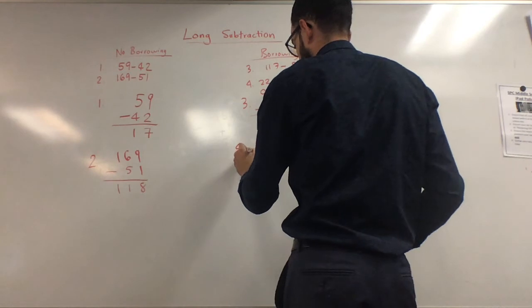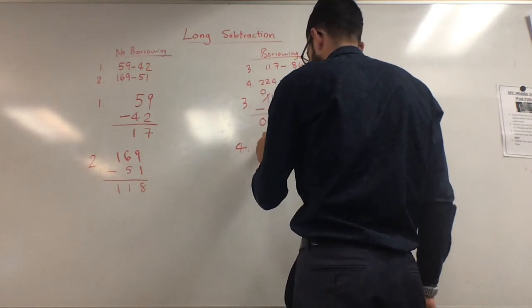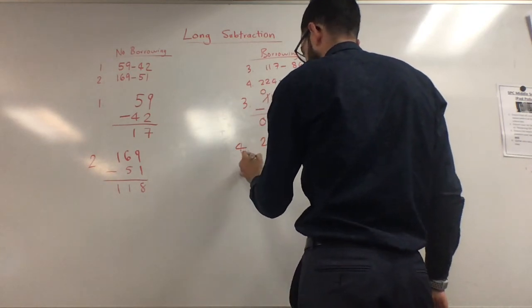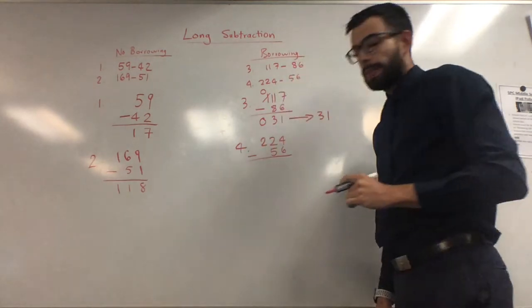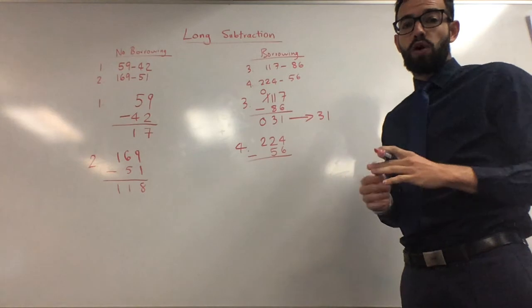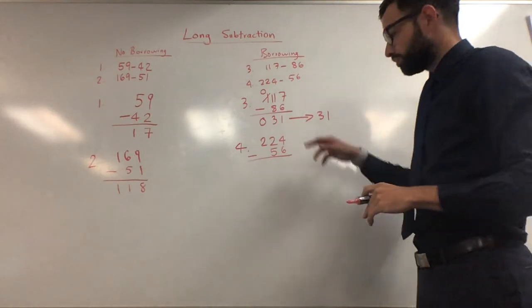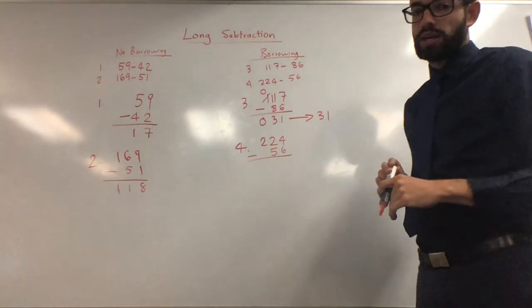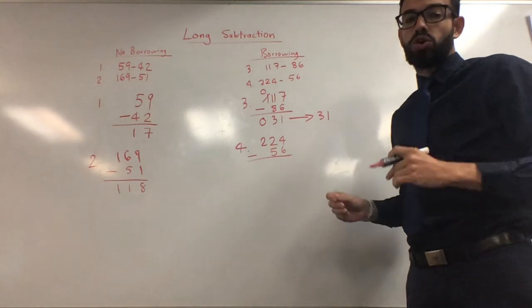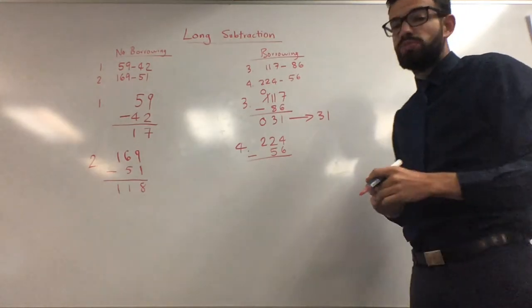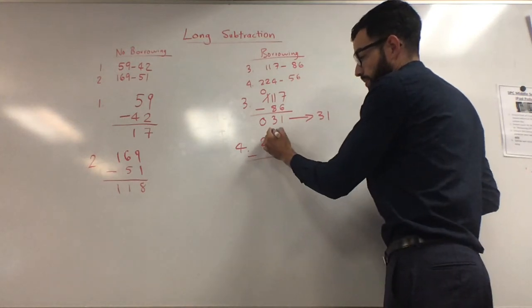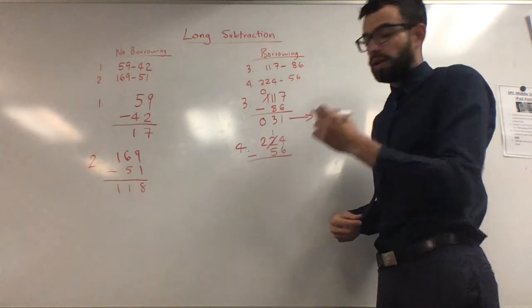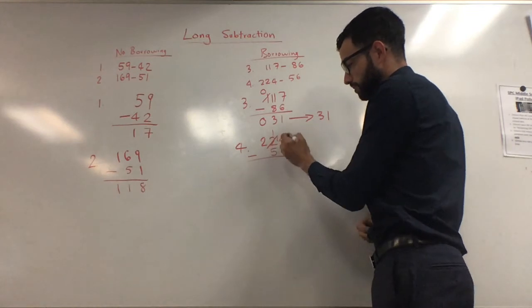Question number 4, and this one is where it gets a little bit more tricky. 224 minus 56. Okay, so this one is going to involve borrowing a couple of times. So first of all, 4 take away 6. Nope, the number on top is smaller than the number on the bottom, so it's not going to work. So we cross out our 2 and we make it a 1. And then the 1 we borrowed from there goes with the 4 to make 14.